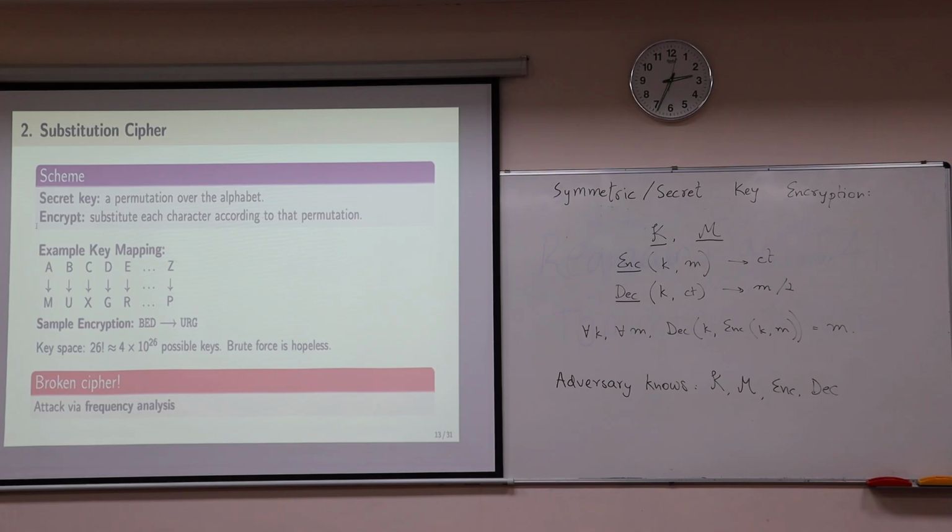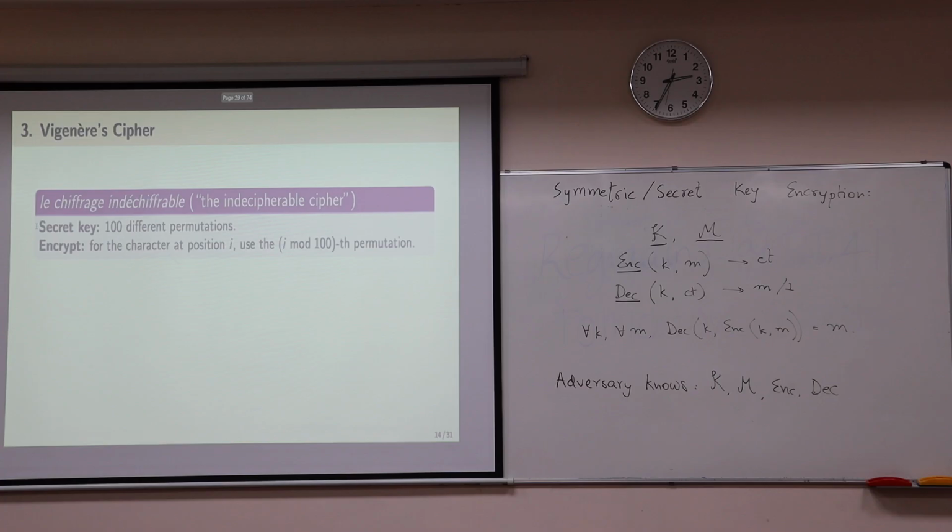So the idea is in the English text, E is the most common letter. So if you look at your cipher text, you look for the most common letter and try to guess that, okay, maybe E is mapping to this letter, or maybe have a small set of guesses, and very soon you'll be able to narrow down on the secret key. Okay. So this was a scheme where even though your key space was large, this is a broken cipher.